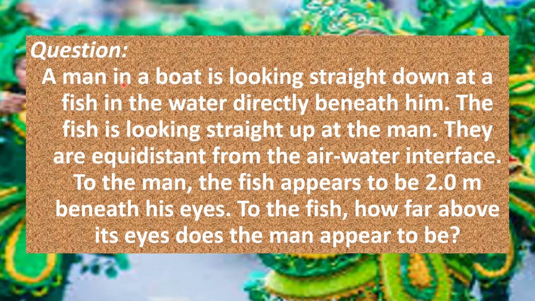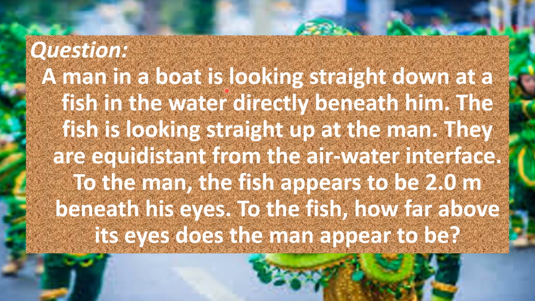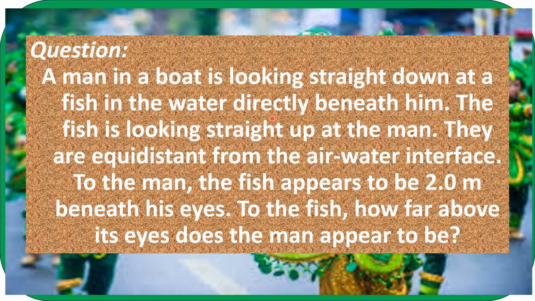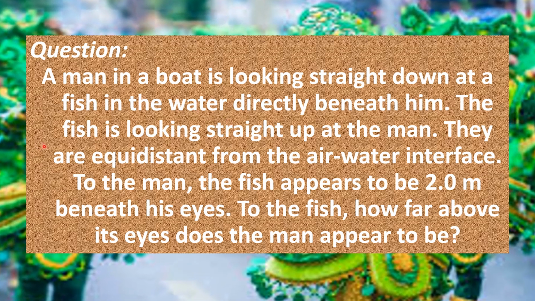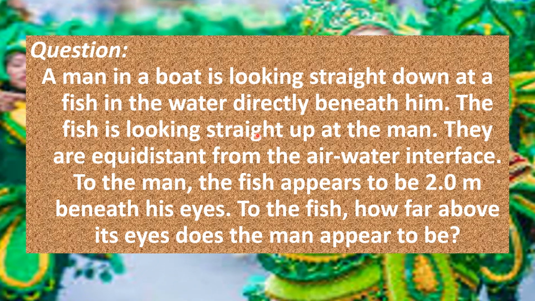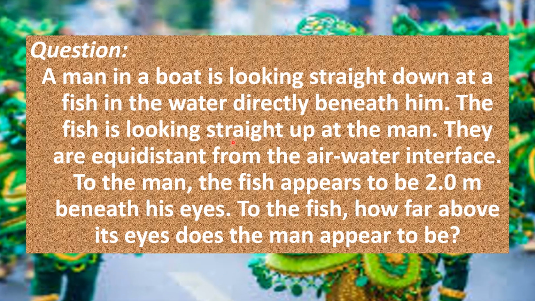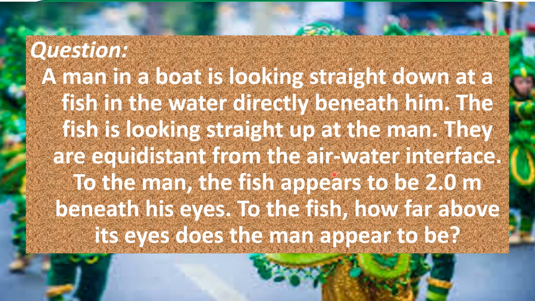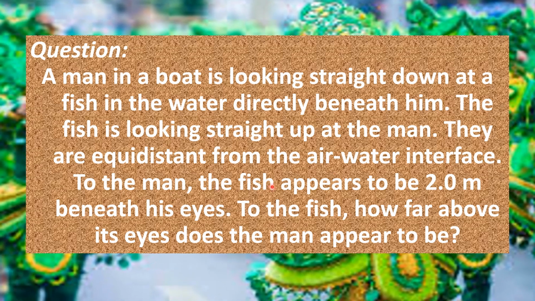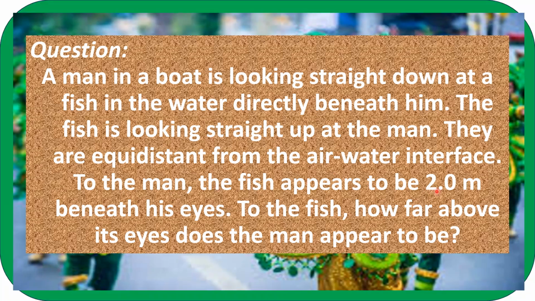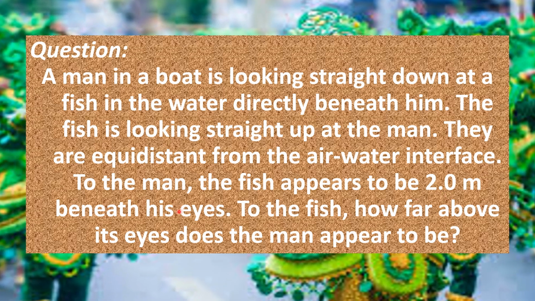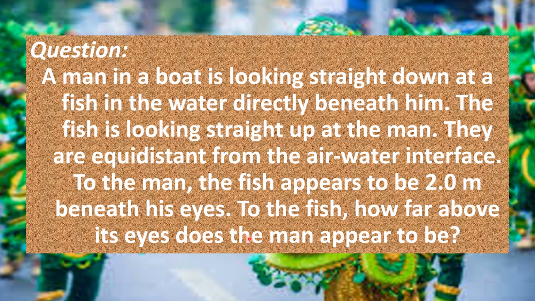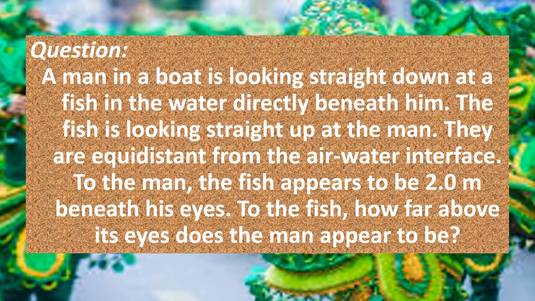Here's the question. A man in a boat is looking straight down at a fish in the water directly beneath him. The fish is looking straight up at the man. They are equidistant from the air-water interface. To the man, the fish appears to be 2.0 meters beneath his eyes. To the fish, how far above its eyes does the man appear to be?